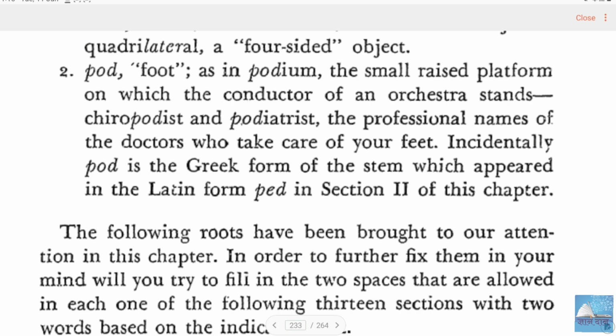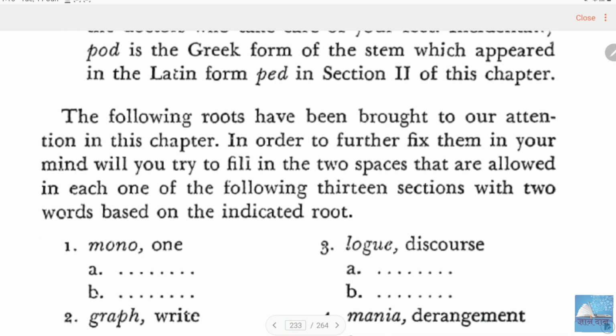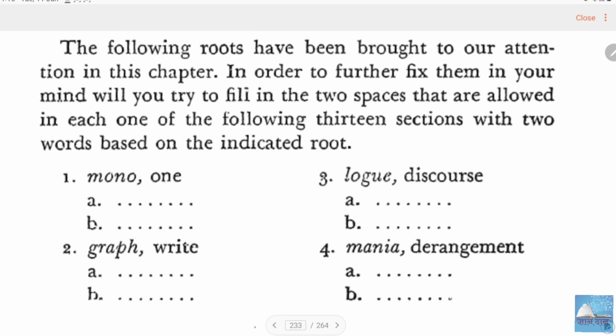Incidentally, pod is the Greek form of the stem which appeared in the Latin form ped in section 2 of this chapter. The following roots have been brought to our attention in this chapter. In order to further fix them in your mind, you will try to fill the 2 spaces that are allowed in each one of the following 13 sections with 2 words based on the indicated root. Pause the video and attempt this exercise.